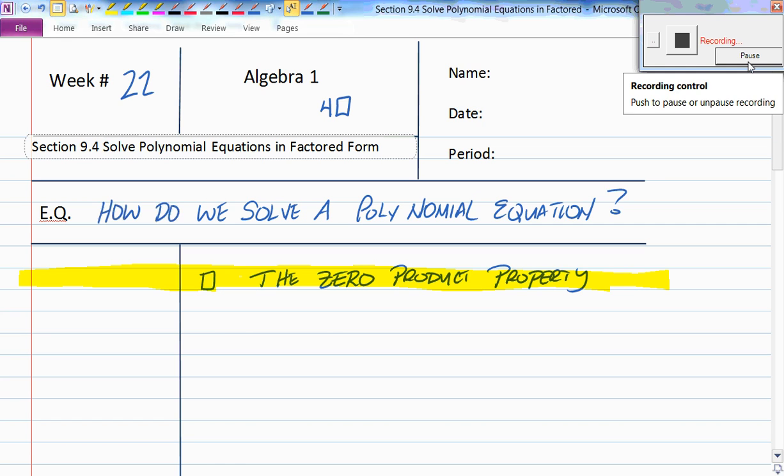Today, this is what we're up against. We're talking about how to solve polynomial equations in factored form. That's a lot of words, a lot of jargon. We're going to talk about it. But the first thing we're going to do is understand this very, very fundamental principle or property called the zero product property.